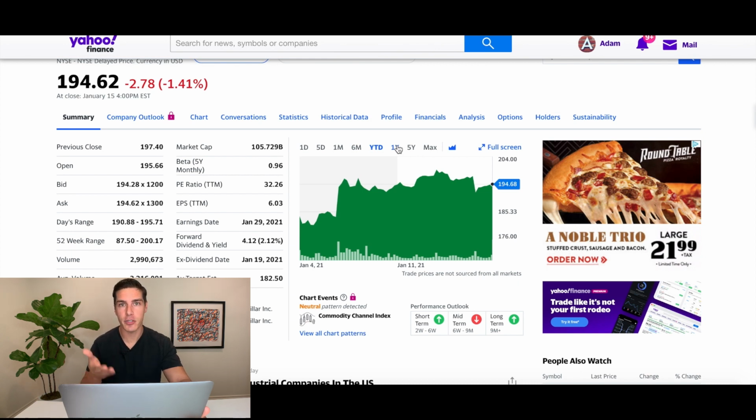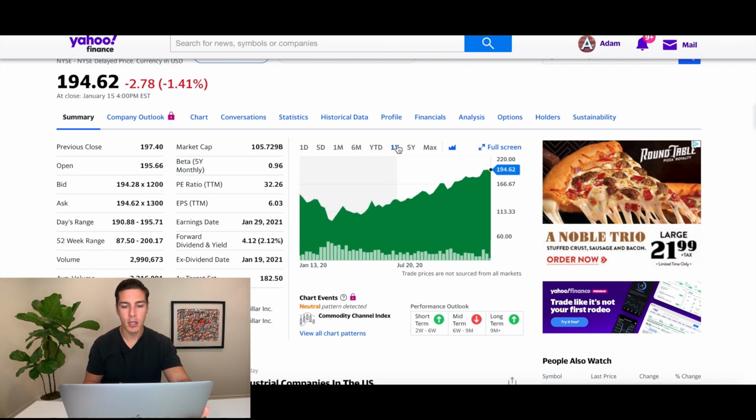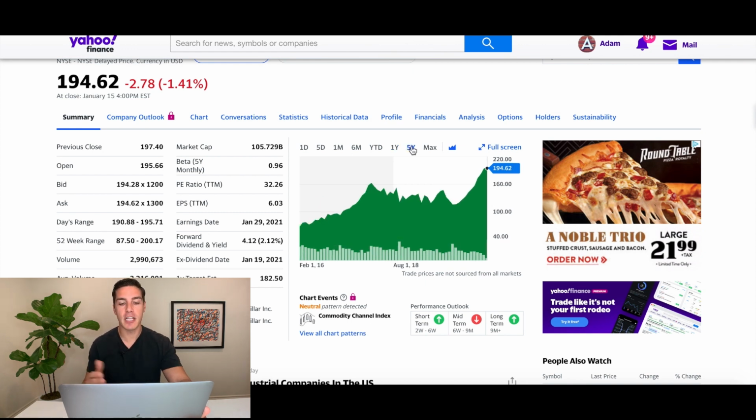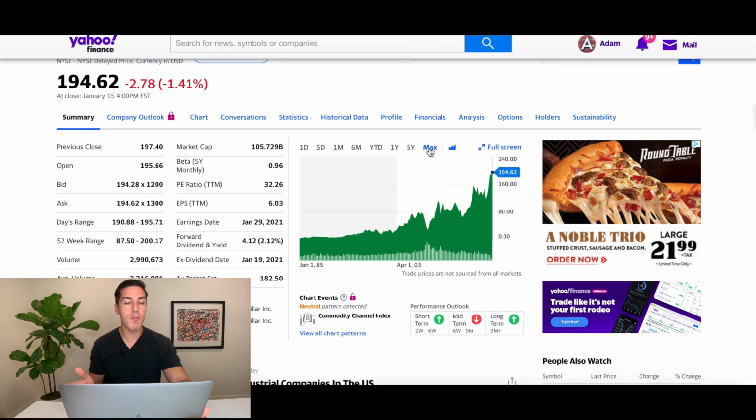It's less than a month, right? Because we just started 2021. A full year. So this would be middle of January last year to middle of January this year. How it performed the last 5 years. And then the max will go back all the way to basically the inception of the company. If you want to know the price on a specific day, all you have to do is scroll over the chart and it will show you.